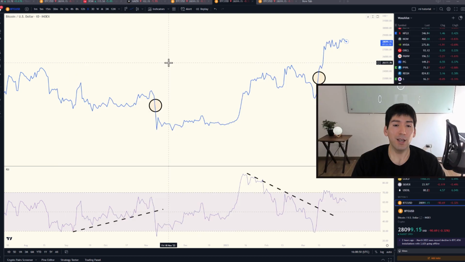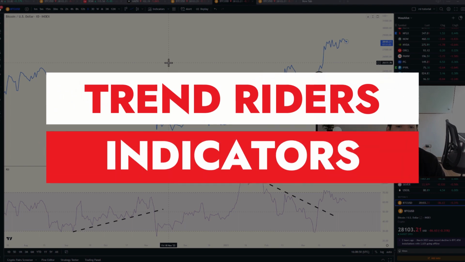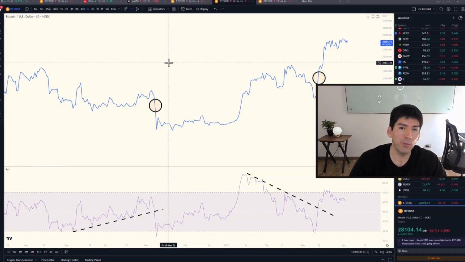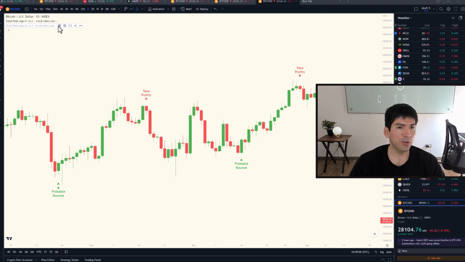Alright guys, so I just showed you 3 ways that you can use the RSI to improve your trading results dramatically. However, personally, in my day-to-day trading, I don't use the RSI all the time. I use our own private indicators, which are already coded with confluence of multiple signals. And it will look something like this.